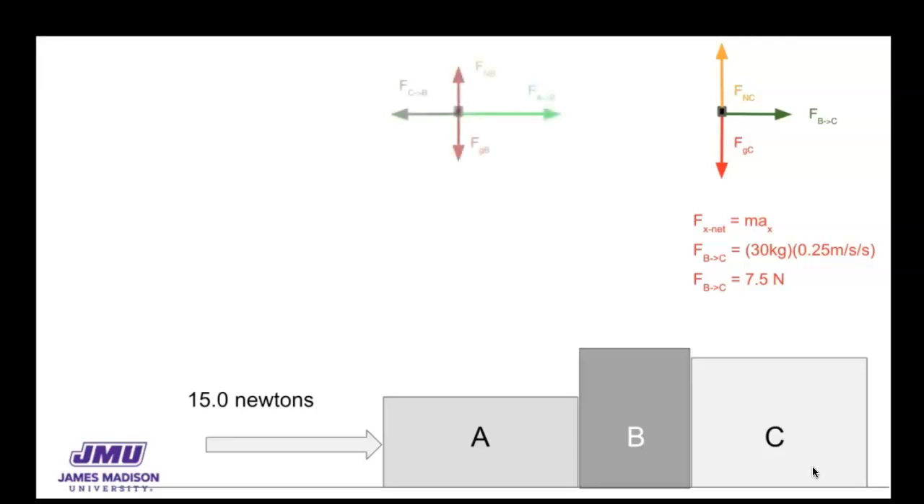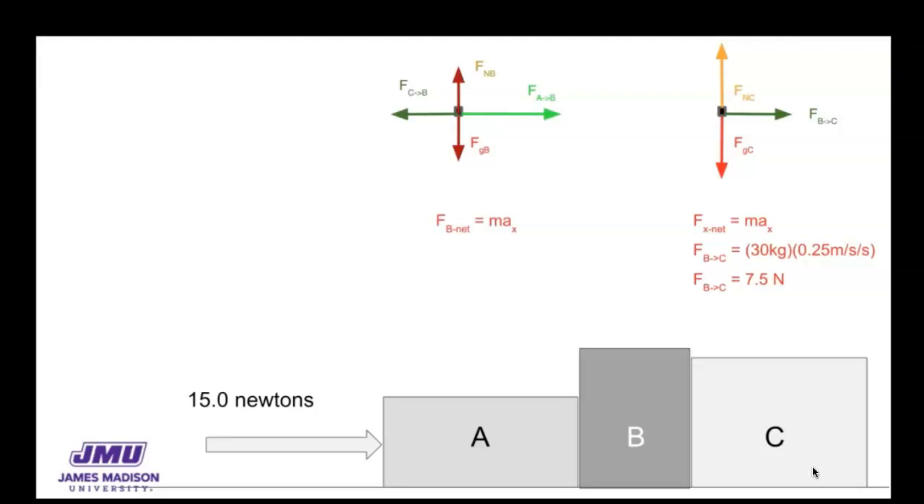I can then say box B, whose acceleration is known, has a free body diagram that looks like this. The force of gravity down and the normal force up are equal to each other, so a net force of 0 in the y direction and an acceleration of 0 in the y direction. But the box is accelerating to the right, so I have a force pushing it to the right, A pushing on B, that is larger than the force pushing to the left, box C pushing on B. But remember, by Newton's third law, box C pushing on B is the same as box B pushing on C that we just calculated. That's why I left them the same color.